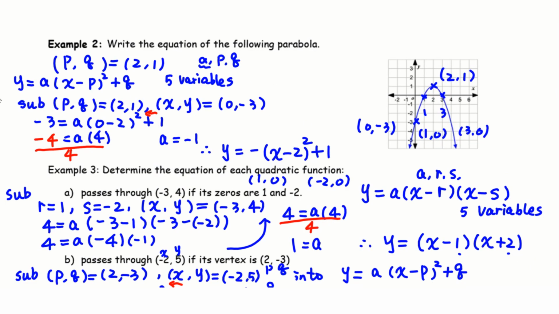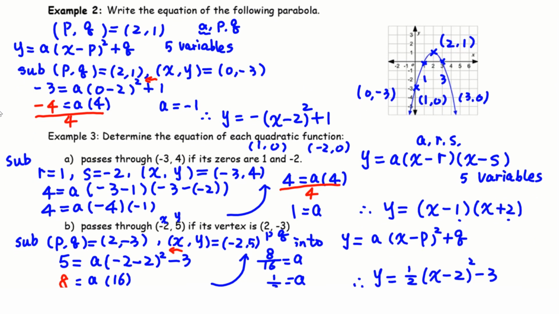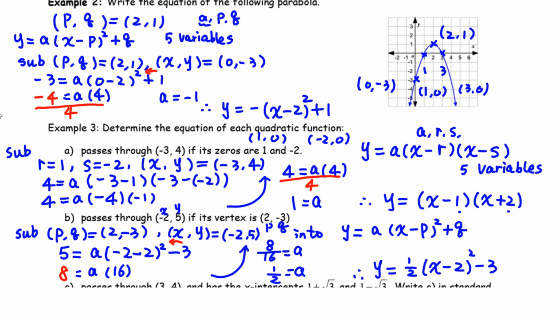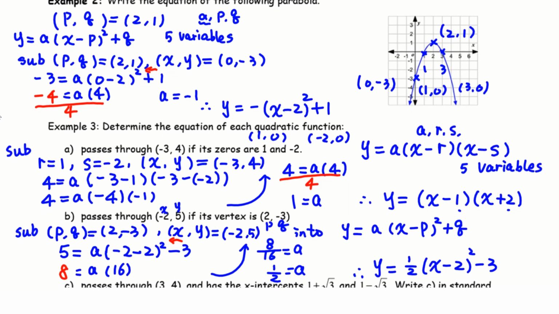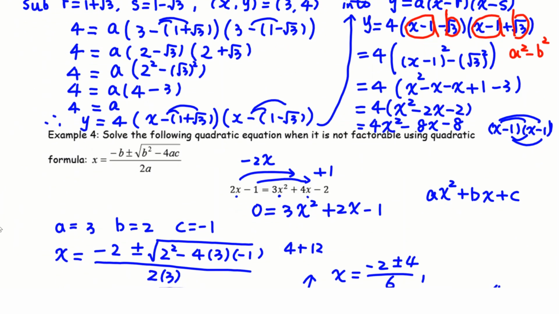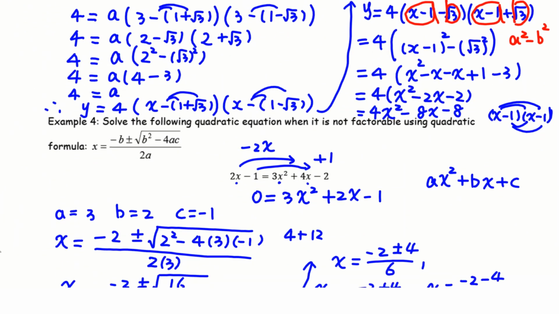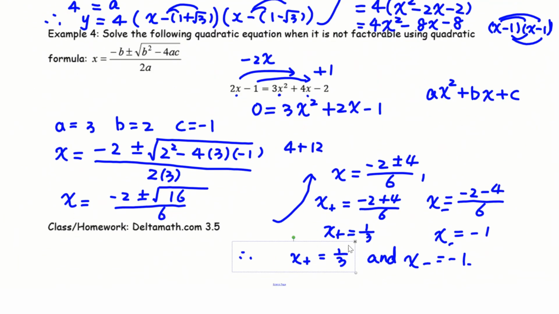Also, if some points are given, how you find the equation, and if not factorable, then use the quadratic formula to find the zeros. So it's not always nice numbers. Sometimes you may have answers that are not square-rootable.